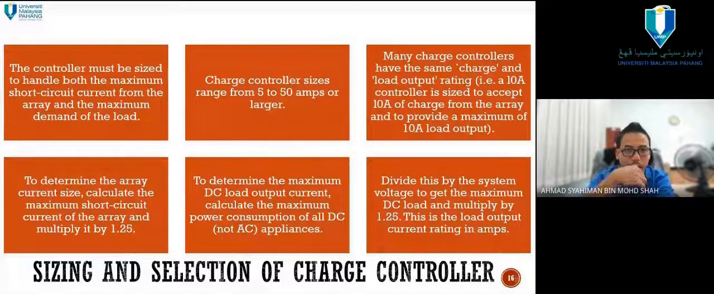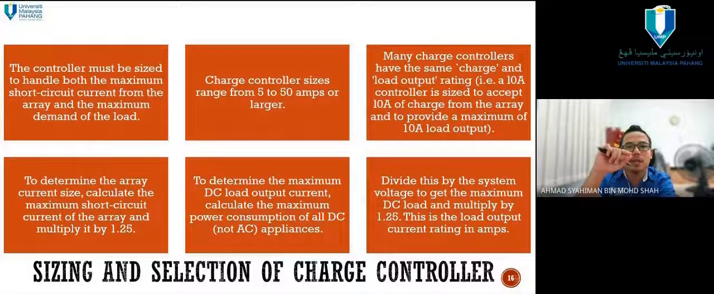Controller must be sized to handle both the maximum short circuit current from the array and the maximum demand of the load. Okay. The purpose of the charge controller, tujuan dia apa, ingat tak? The main important function of the charge controller is to control overcharge and over discharge. That's the main important thing, to prevent the batteries from overcharge or undercharge. Overcharge or over discharge. Tu the main important of the charge controller.